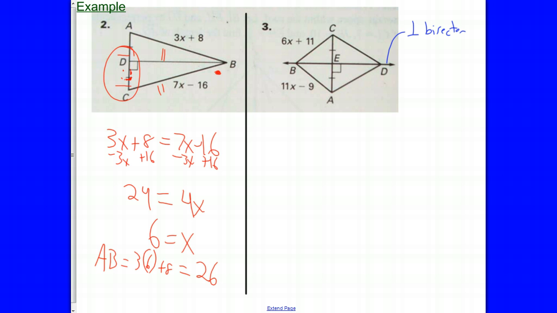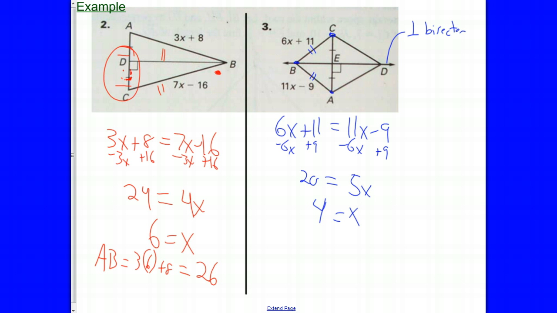That means any point on segment BD is going to be the same distance away from points A and C. So point B is on the perpendicular bisector. It is the same distance away from C as it is from A. So that means 6x plus 11 equals 11x minus 9. So we're going to subtract 6x from both sides, giving us 5x. We're going to add 9 to both sides, giving us 20. X is 4.